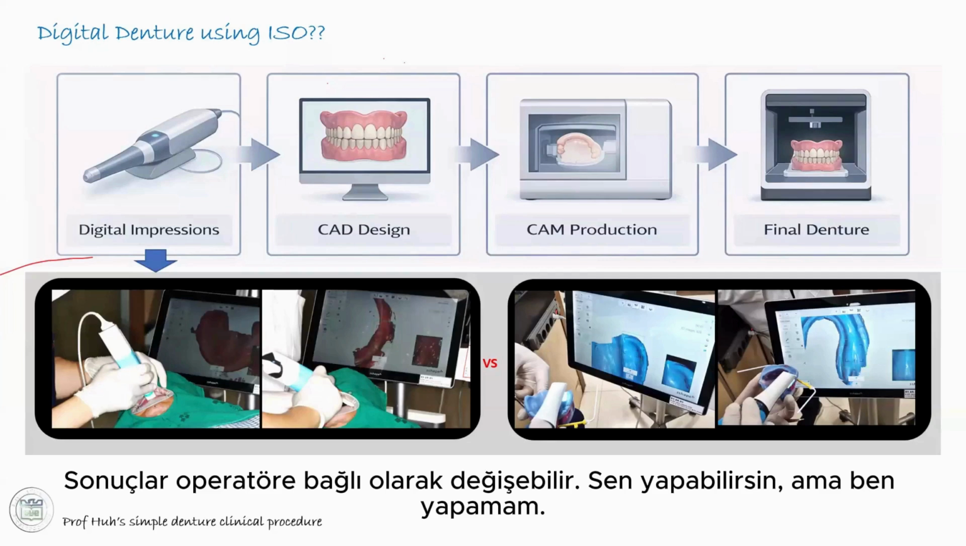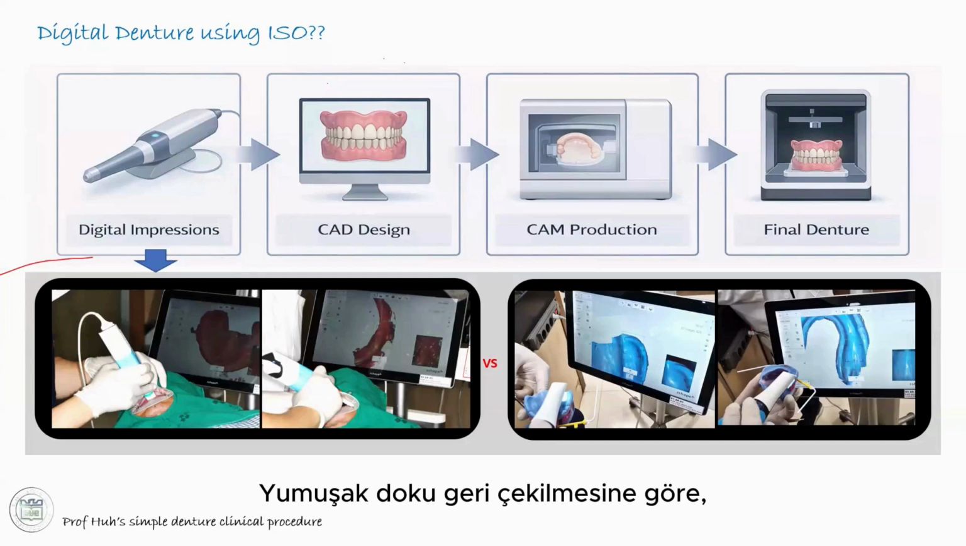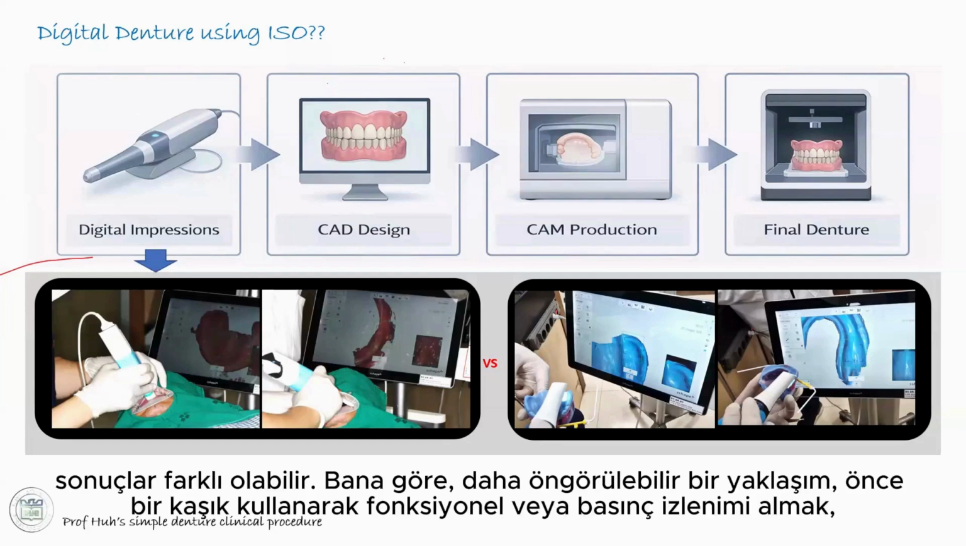The result can vary depending on the operator. You can do it, but I cannot do it, so everybody has to be able to do this. That is very important. According to the soft tissue retraction, the result can be different. So in my opinion, a more predictable approach is to first take a functional or a partial impression using a tray.